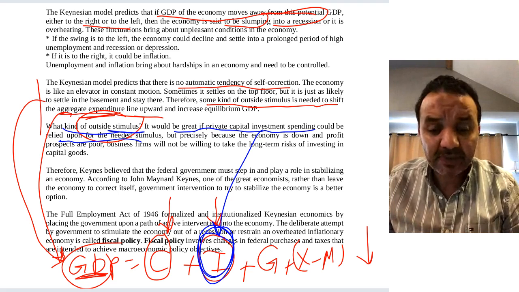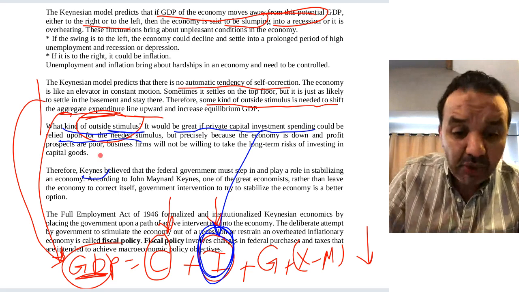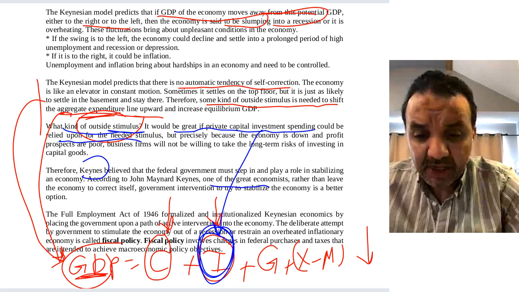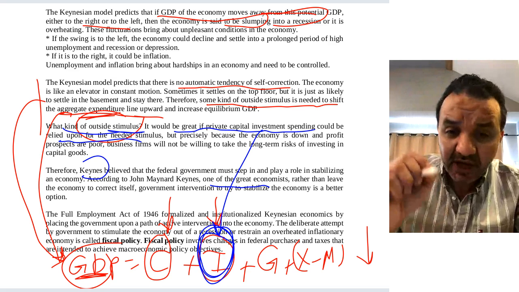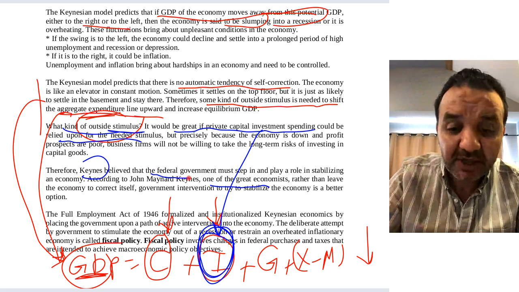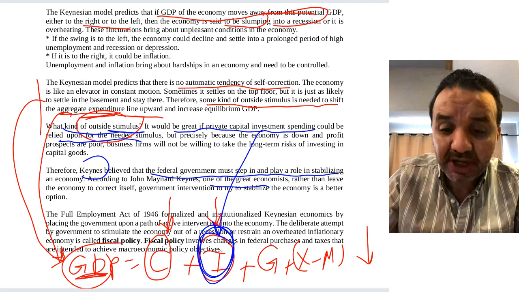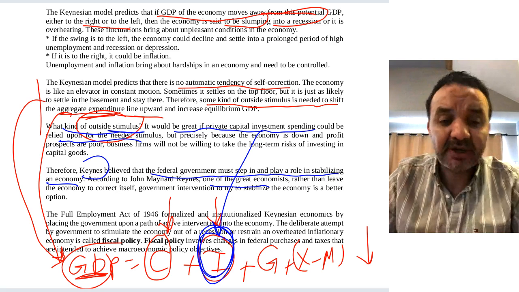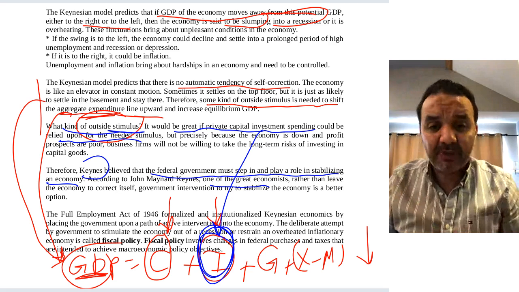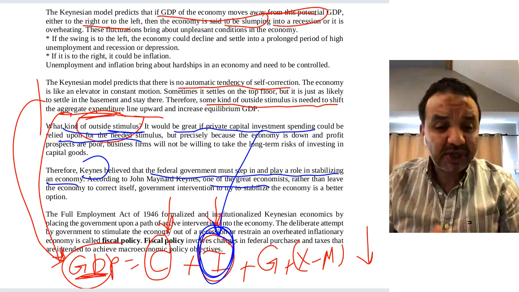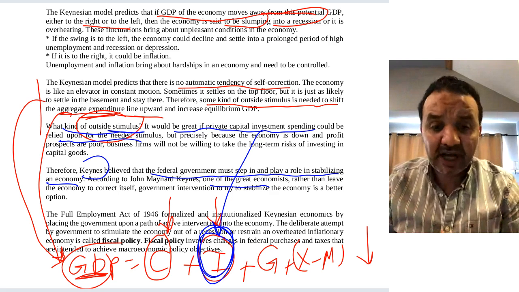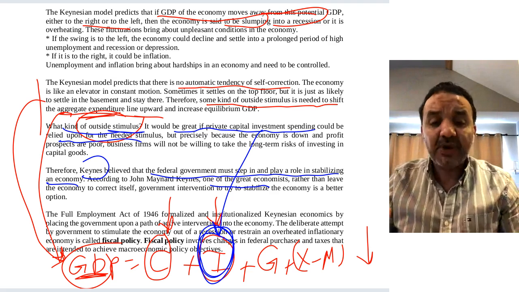So that's why, according to Keynes, one of the greatest economists, if the market is bad, this is the perfect time that the federal government must step in and play a role in stabilizing the economy. And this is what we mean by fiscal policy. Let me say it in a simple way. What is fiscal policy? It is an outside stimulus. It's done by the federal government whenever the market is bad, whenever there's a recession.